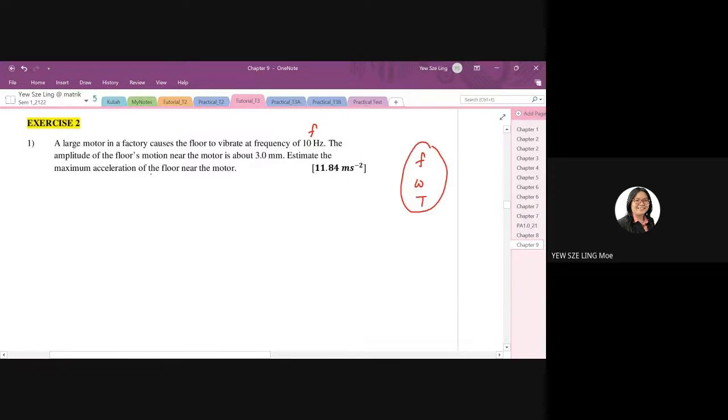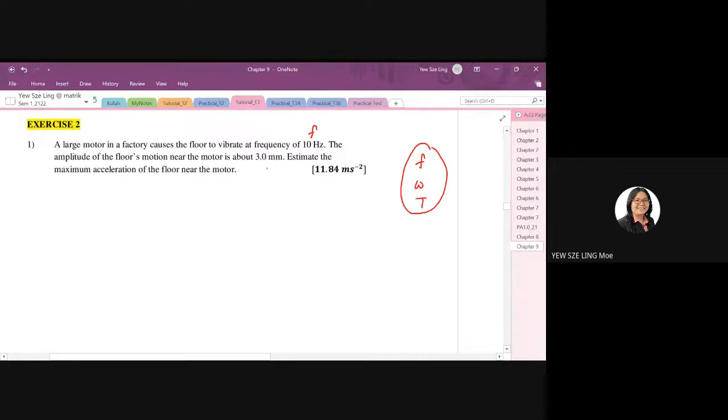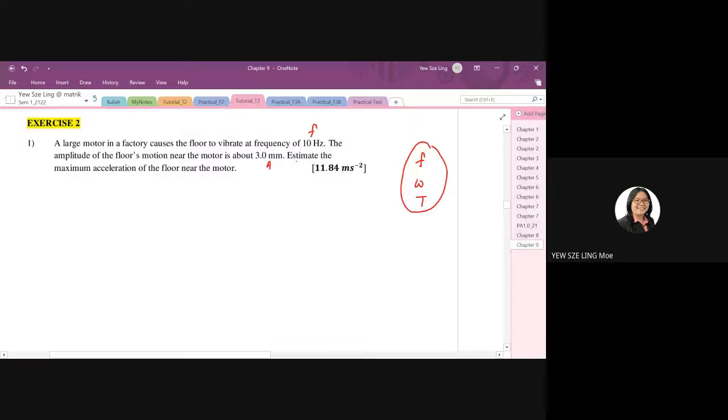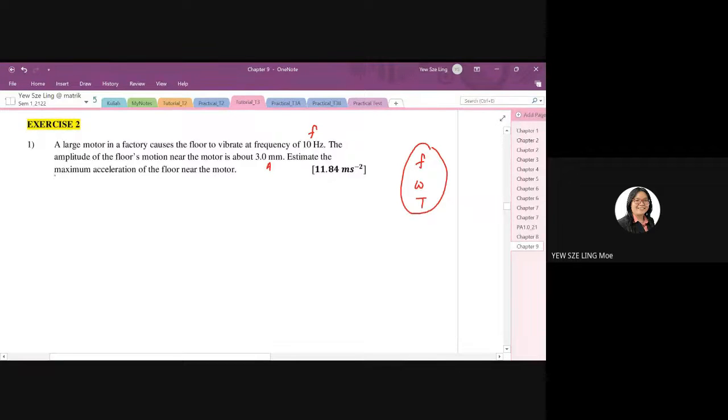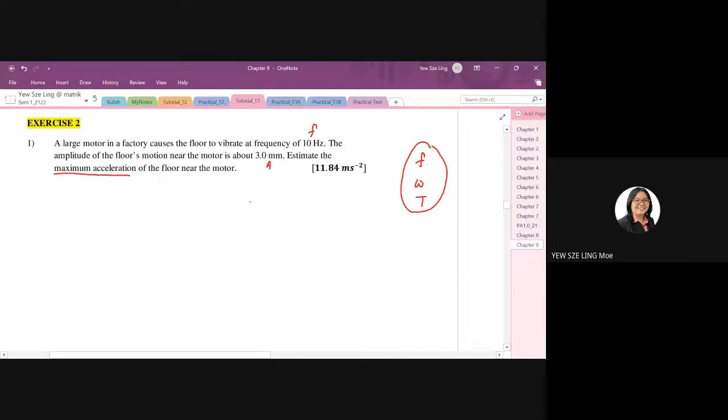The amplitude of the motion near the motor is about 3 mm, so you are given A in terms of mm. Estimate the maximum acceleration of the floor near the motor. So how to solve these questions? Basically, it's very simple. You want to calculate maximum acceleration, therefore we go for the equation for A max.